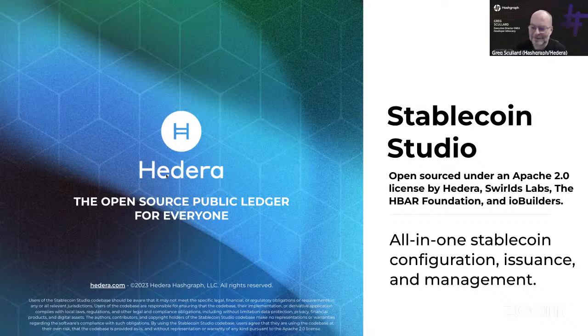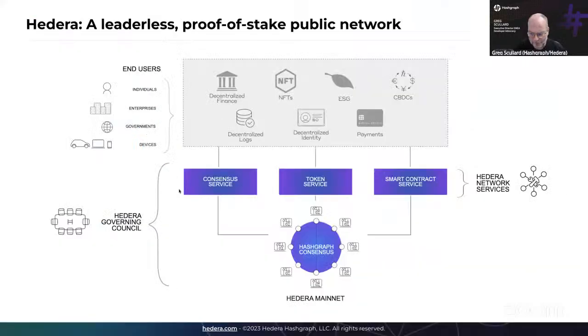So with that, I'm going to start with a quick introduction to the Hedera network, which is a leaderless proof-of-stake public network. We call it a distributed ledger. Some people call it a blockchain, although we don't use blockchain technology. We use a consensus algorithm within the Hedera network called Hashgraph, which is fast, energy efficient, and low cost.